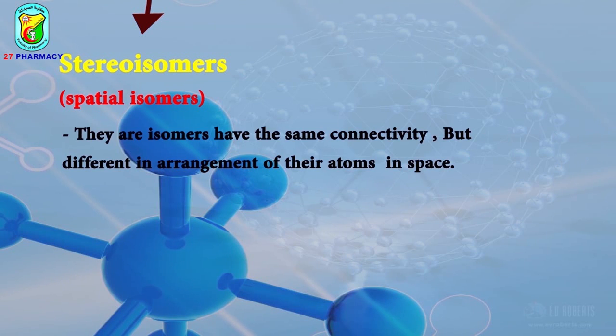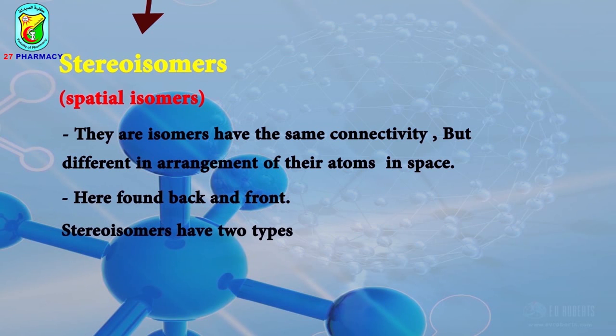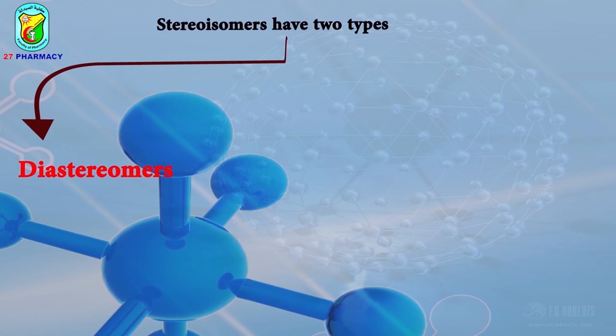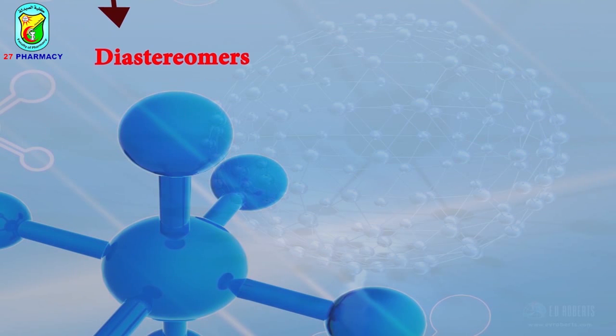Stereoisomers are isomers that have the same connectivity but differ in the arrangement of their atoms in space. Here, front, back, and front. Stereoisomers have two types: diastereomers and the second one, enantiomers.